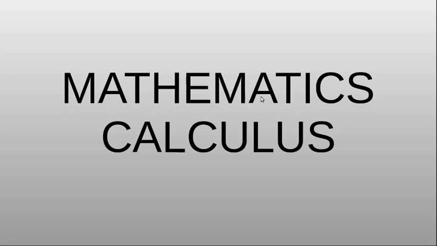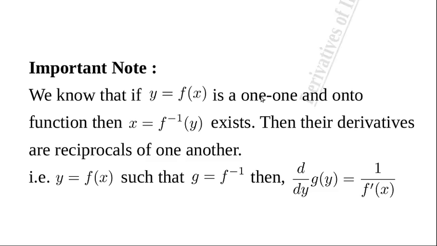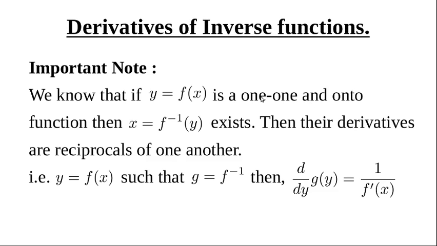Today we are going to deal with derivatives of inverse functions, part 1. We know that if y = f(x) is a one-one and onto function, then x = f inverse of y exists. Then their derivatives are the reciprocals of one another. That is, if y = f(x) such that g = f inverse, then d/dy of g(y) is 1 upon f dash of x.